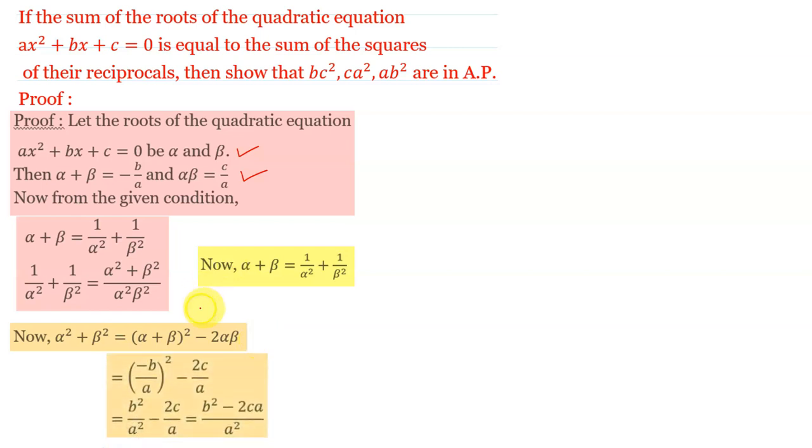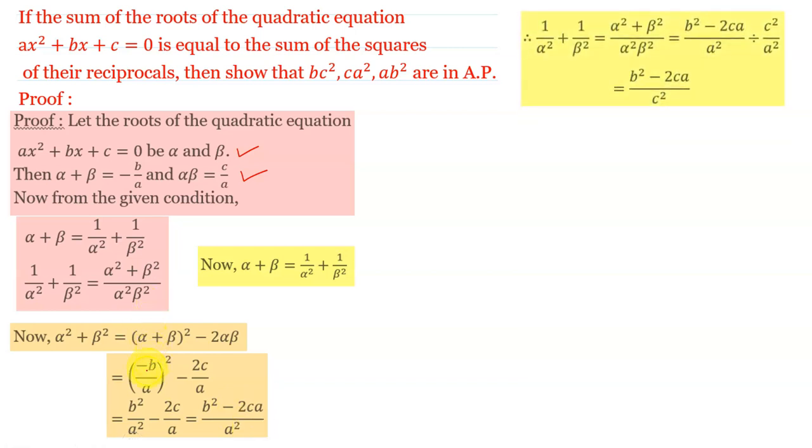Okay. What is alpha plus beta? Alpha plus beta is minus b upon a, bracket square, and alpha into beta is c upon a. Okay. Then we will simplify here. That is b square upon a square minus 2c upon a. Multiplied numerator and denominator by a, then you will get 2ac upon a square. And overall you will get b square minus 2ac upon a square.